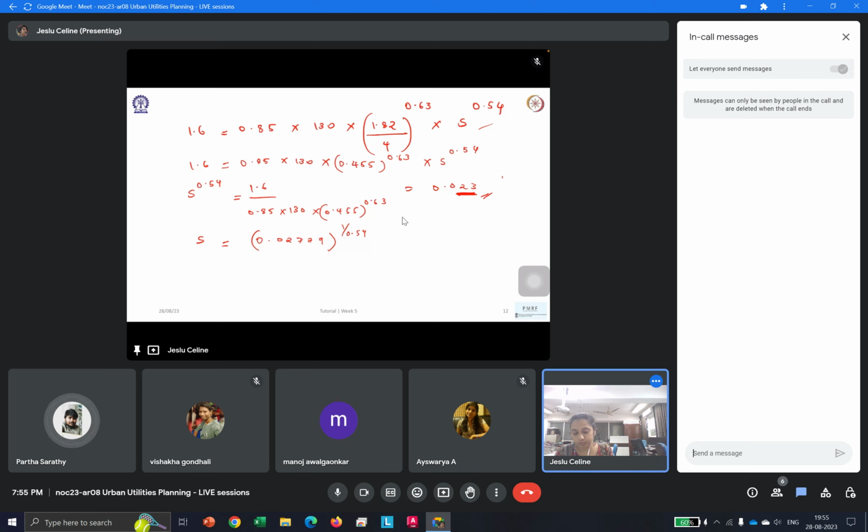1.6 divided by 0.85 into 9.7 into 10 to the power minus 4. Correct, 10 to the power minus 4. Yes, 9.7 into 10 to the power minus 4 is the correct answer. If I just write it out, it is 0.00098. Now, if you look at the options, everything is given in terms of percentage. So if you take it in terms of percentage, two decimal places will also go, so it will be 0.098 percent. This is what you should get eventually.